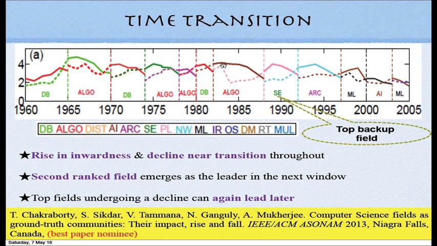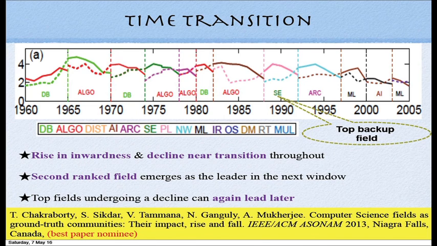One very interesting observation from this particular slide is that, in any particular time window, if some field is in the second rank, then in the immediate next time window, that field becomes the top rank field. This is a very interesting observation, and this holds for 100% cases. If there is a particular field which is at the second rank of authority score in a previous time window, then it comes at the top rank in the next time window.